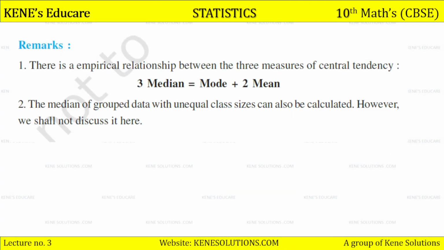So remarks here: there is an empirical relationship between the three measures of central tendency. So 3 median is equal to mode plus 2 times mean. Okay, so 3 times median is equal to mode plus 2 times mean. The median of grouped data with unequal class sizes can also be calculated. However, we shall not discuss it here.